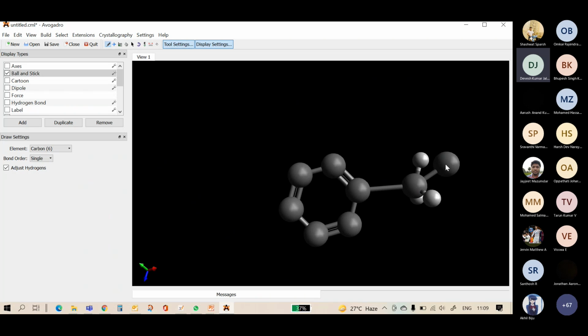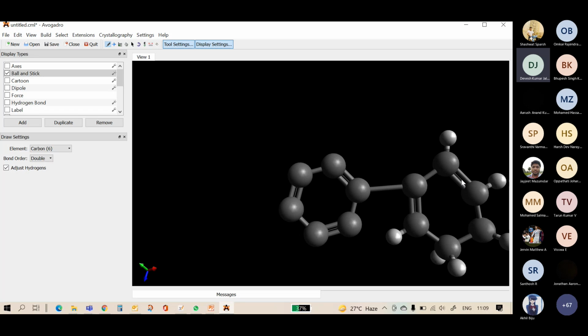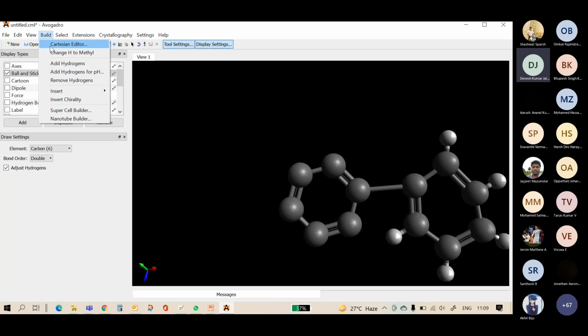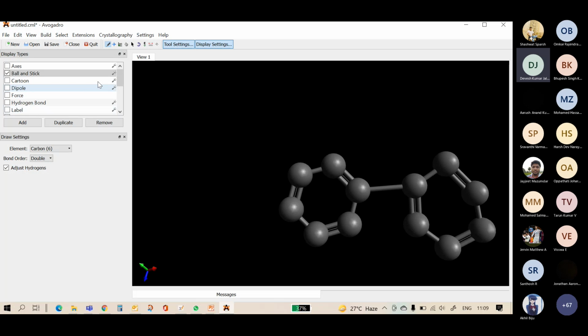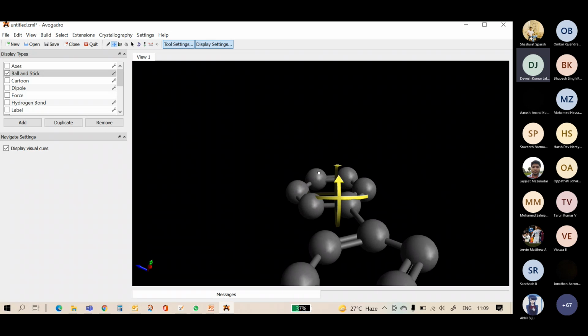So let me draw. Okay, 5, 6, 7. Okay, now let's make some of them double bonds. 1, 2, and 3. Okay, let's remove the hydrogens. Now let's take a look at this molecule. What is the shape? Now they are looking planar.